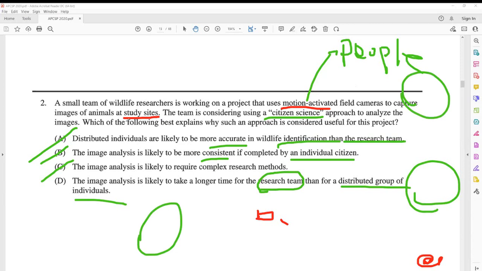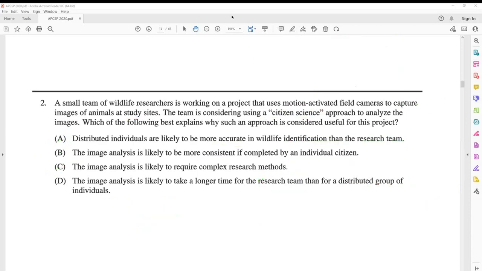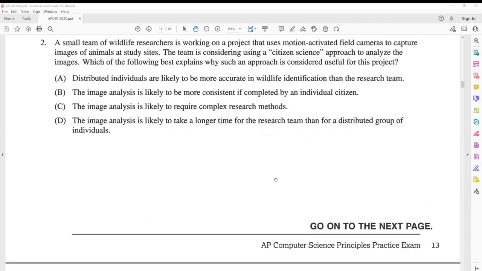So problem 2 will be D. This one is related to citizen science, so the keyword is the term citizen science.